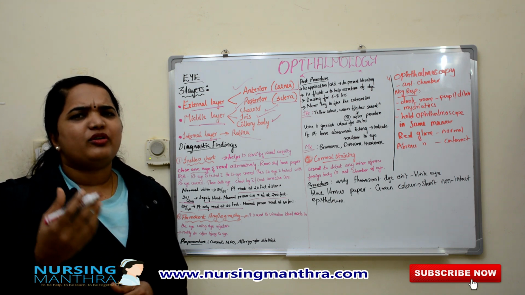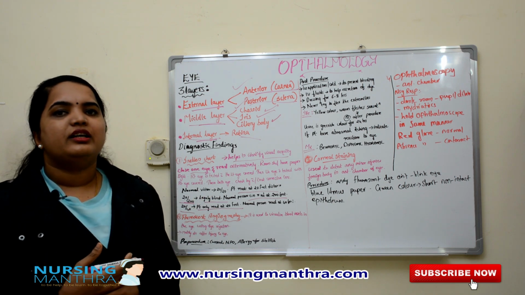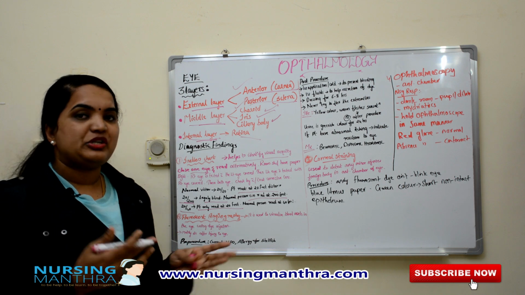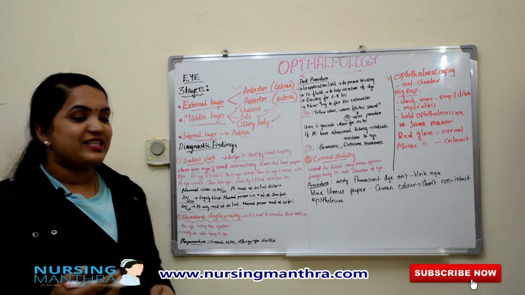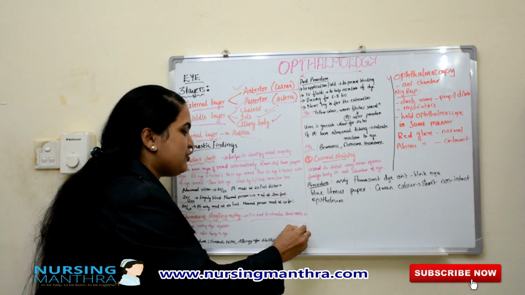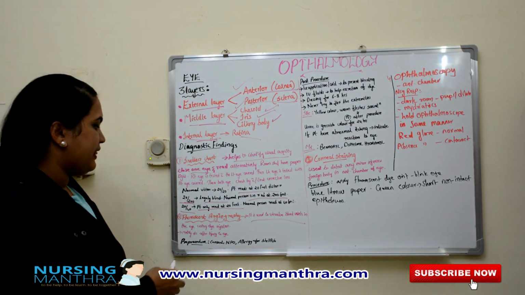That is the only important thing regarding the Snellen chart. Usually they are asking the measurement here. The next diagnostic procedure is fluorescein angiography. It is used to visualize the blood vessels in the eye.